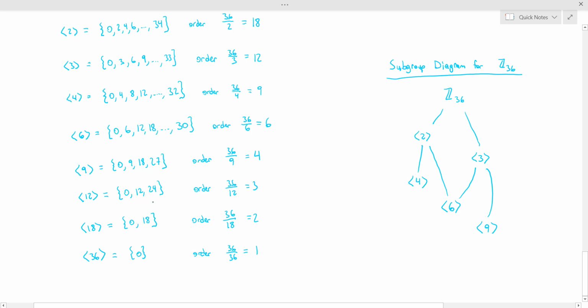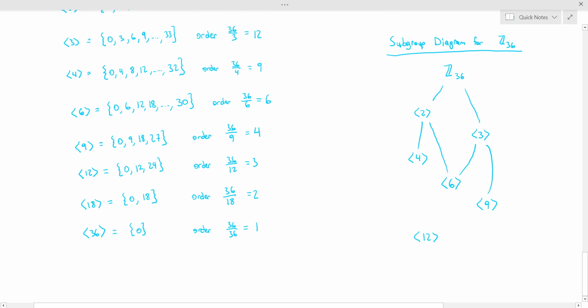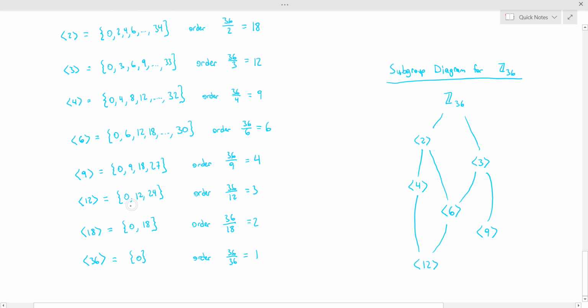The cyclic subgroup generated by 12, okay. Now, 12 is a multiple of 6 and a multiple of 4. So all of the multiples of 12 over here will appear in the multiples of 6 as well as the multiples of 4. So therefore, the cyclic subgroup generated by 12 is a direct subgroup, if you will, of the subgroups generated by 6 and 4.